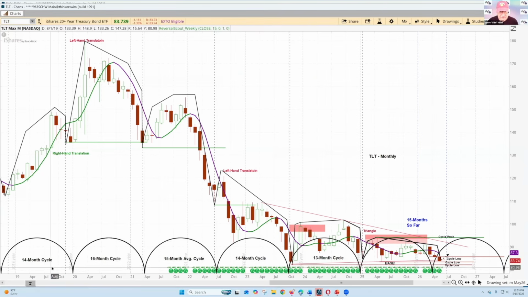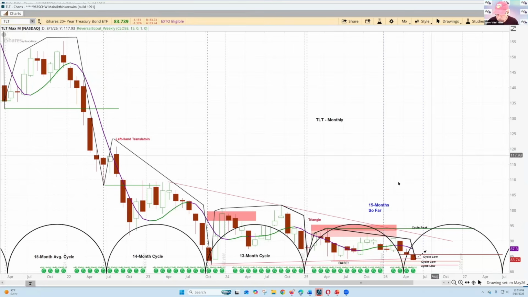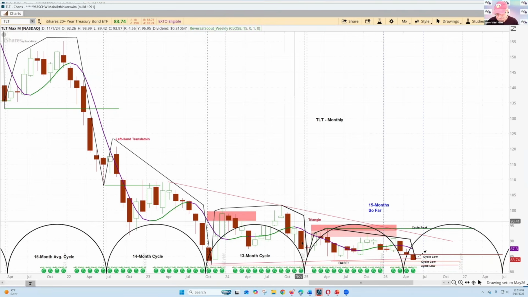Now, this is a great lesson in cycle analysis, because I've got each of these monthlies lined up here to show you how long each of these cyclical patterns was. You can see the amazing consistency in there, as they were between 14 and 16 months long. And where are we now? 15 months so far. You can see that the last couple of months always has a big decline as you're in these cycles, and that's where we are right now.